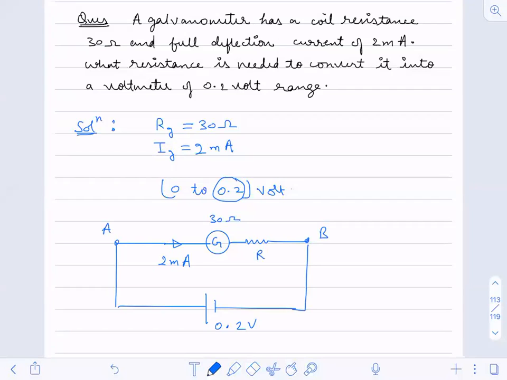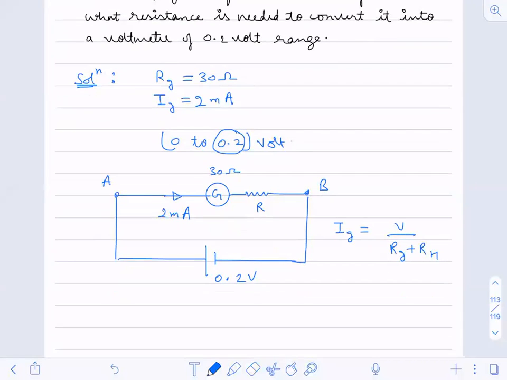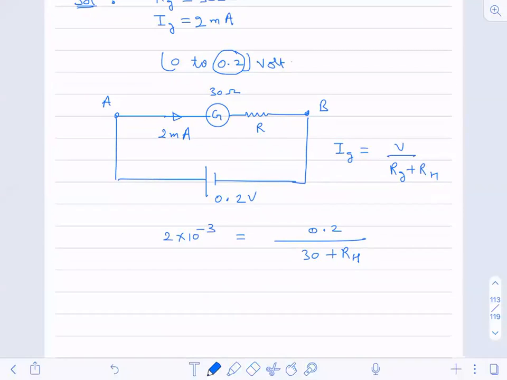So what will you write? Ig is equal to V by Rg plus RH. What is the Ig value? Ig is 2 milliampere. So 2 into 10 to the power minus 3 is equal to 0.2 divided by 30 plus RH. Okay, so just solve this now.